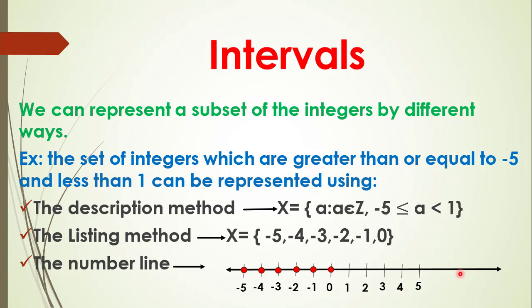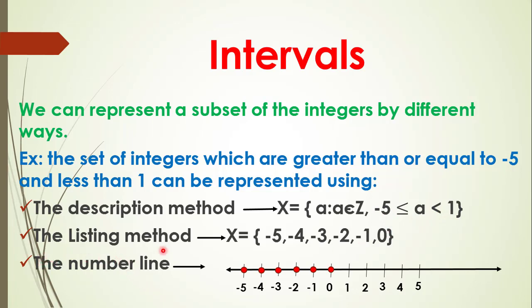Okay, before we start talking about intervals, let's see this example. Here we can represent a subset of the integers in different ways. Let's take the set of integers which are greater than or equal to -5 and at the same time less than 1. The first method is the description method. I can write this subset using the description method: x equals a such that a belongs to Z, the integers, and a is greater than or equal to -5 and less than 1. This is the first method.